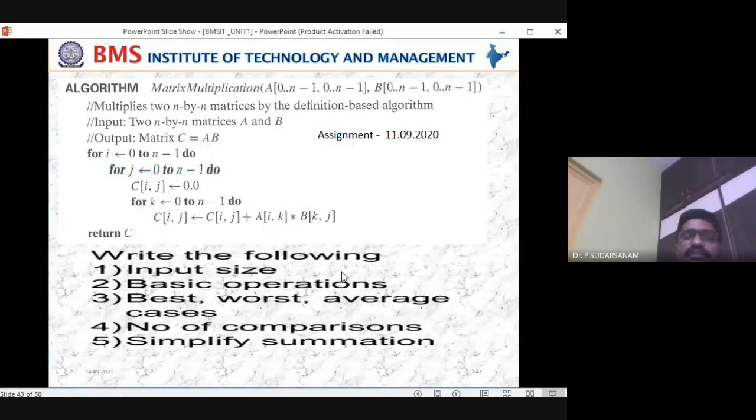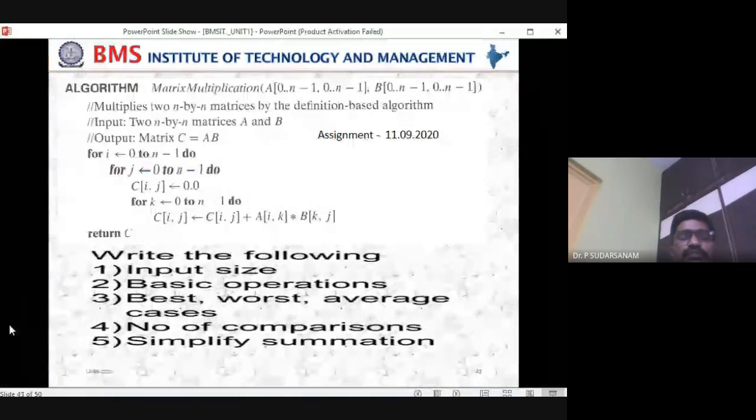The basic operation is in the inner loop: C of i comma j is equal to C of i comma j plus A of i comma k into B of k comma j. That means multiplication and addition, so the basic operations are addition and multiplication. What about best, worst and average cases? In this case there are no best, worst or average cases, because when you are doing multiplication, whether the value is 0 or 1 or whatever it may be, it should continue till the end of the loop. So only one case exists.